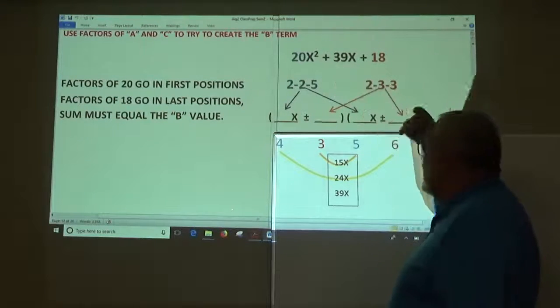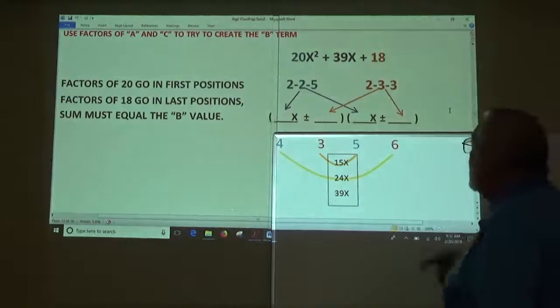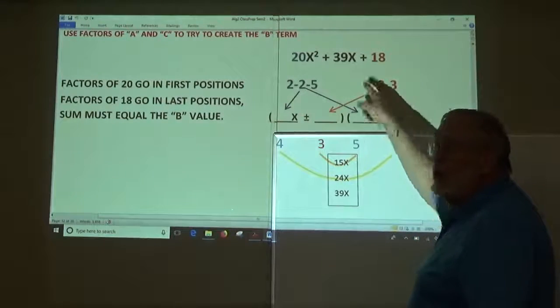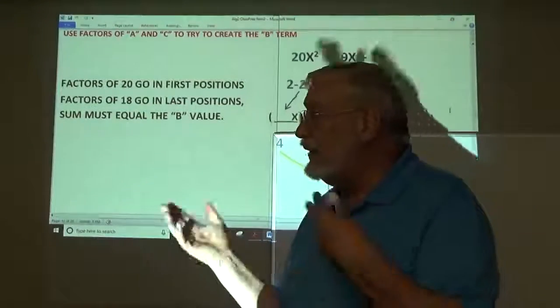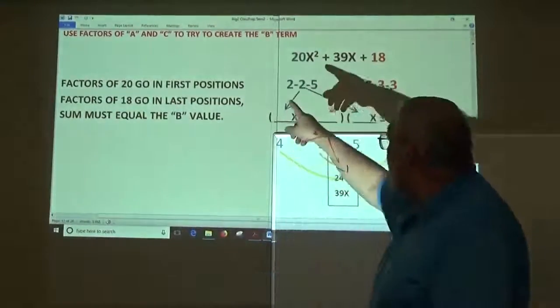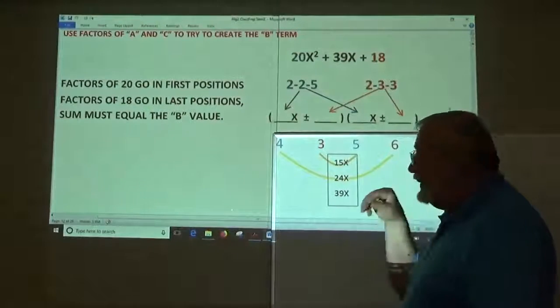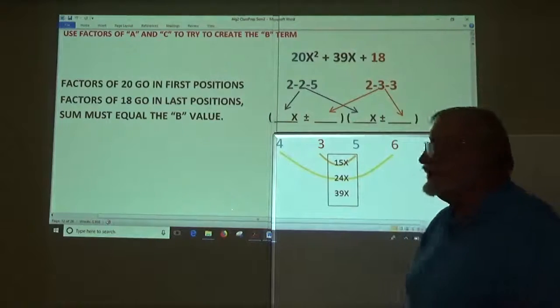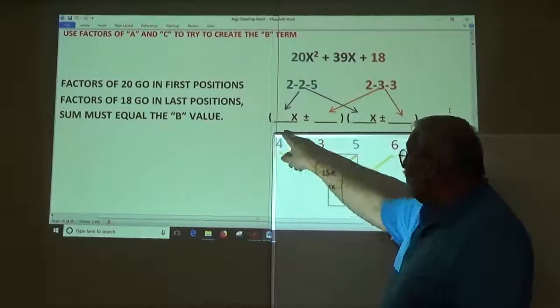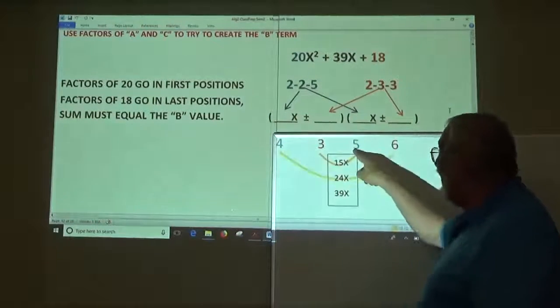So if I use 20 and 2, I'm already over the 39, so it can't be 20 and 1 and 2 and something. That means that this 20 is going to have to be broken down. The first thing that I tried was 4 and 5, because 4 times 5 is 20. So that'll make this 4x and this 5x.